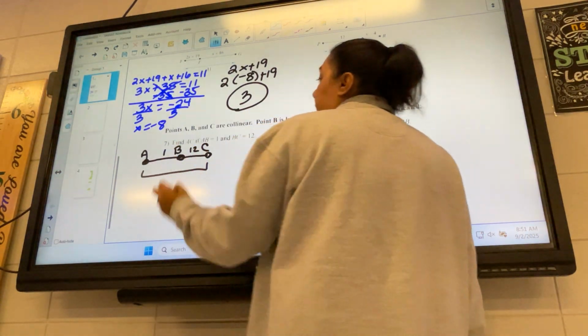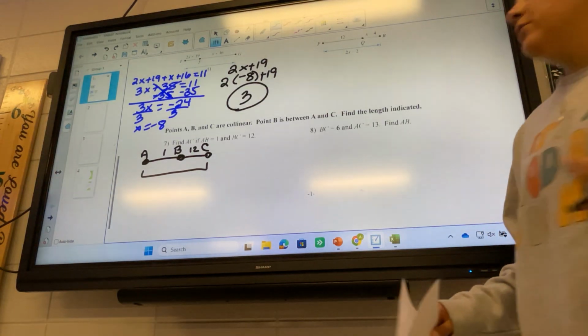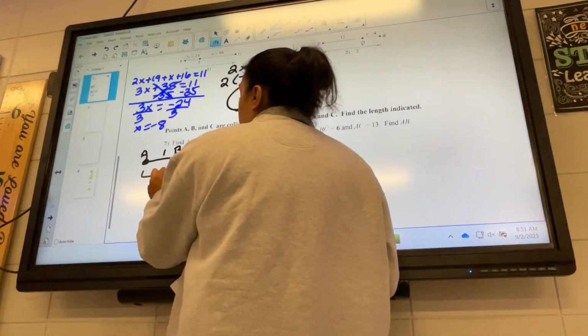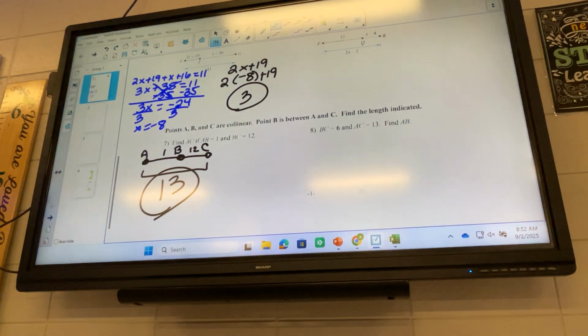Okay, and so we need to find AC. So how could I find AC? We're going to just add them together. So 12 plus 1 is going to be 13.